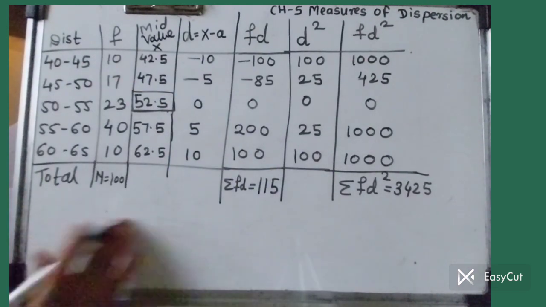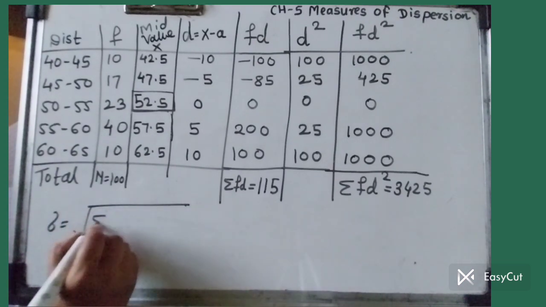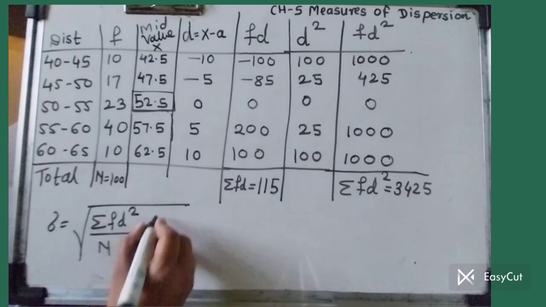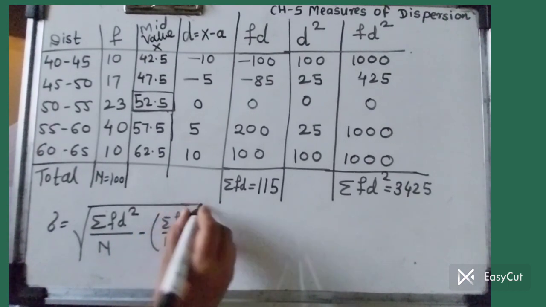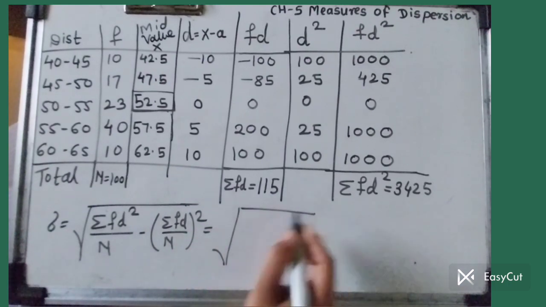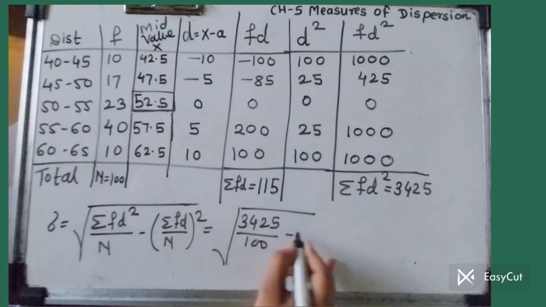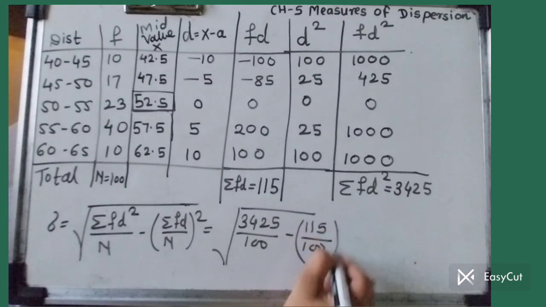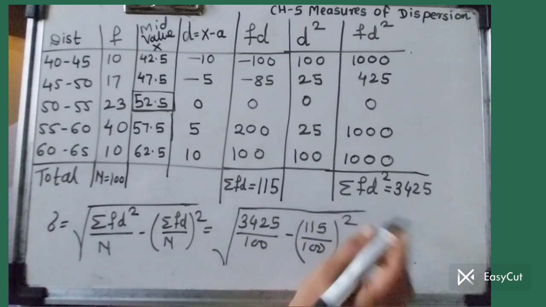What is the formula for deviation? It is summation fd square upon n minus summation fd upon n bracket square. Put all values in the formula. If I put here 3425 upon 100 minus 115 upon 100 bracket square. See, put all values in the calculator and find out.